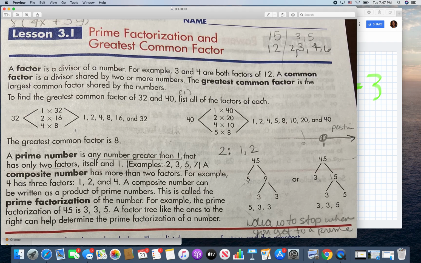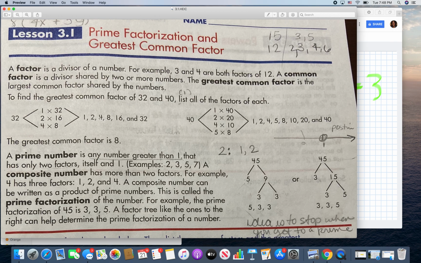Okay. So then this example goes on to show how you could do this for two numbers, 32 and 40. So you could see they did the same thing. If I know 1 times 32 is 32, 2 times 16 is 32, 4 times 8 is 32, and I write them all out, I now get the factors. And I do the same for 40. Now if I ask what is the greatest common factor between these two, 32 and 40, we can quickly see that that's 8.